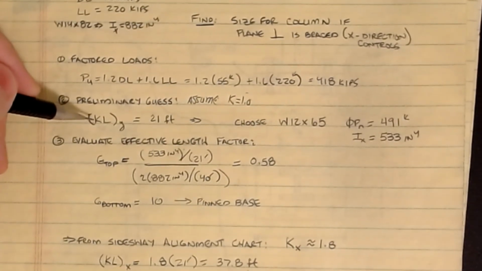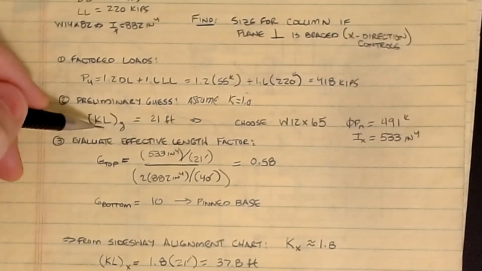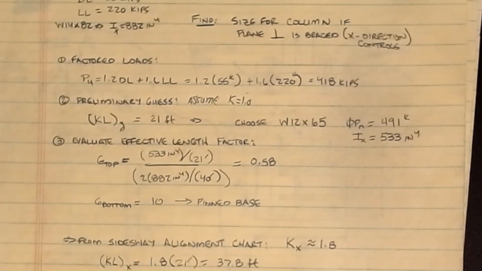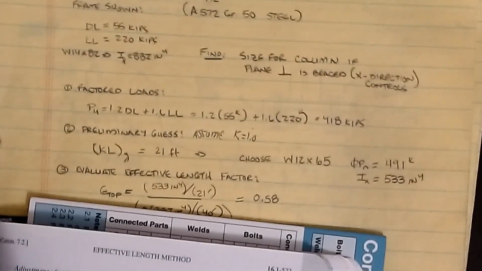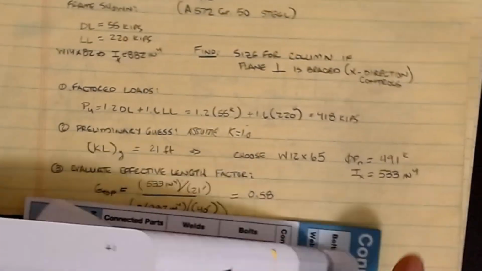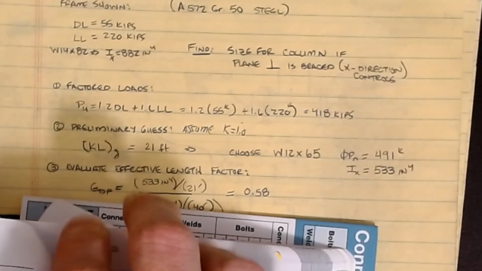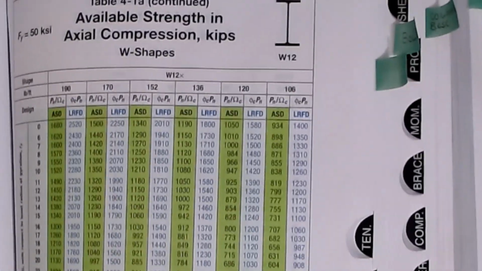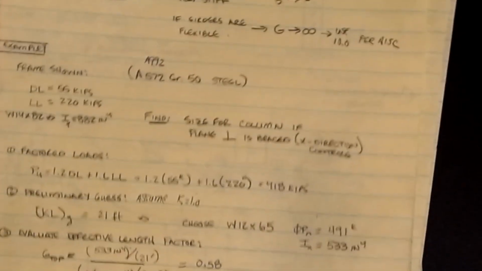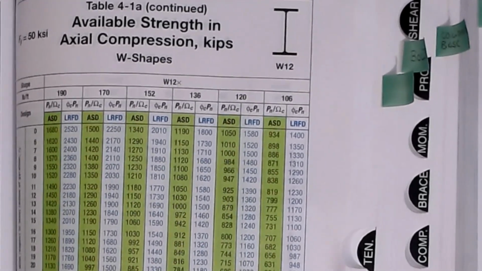All right, so my KLY in this direction is 21 feet, and again, we're going to assume that the LY direction is what's controlling in this column. And so if we go through and we do this, then we can go with a 50 KSI steel. We can go back to our table 4-1 and look for our 12s. We're looking for, what was the load again? I lost it. 418 kips, and we're looking for a length of 21 feet.